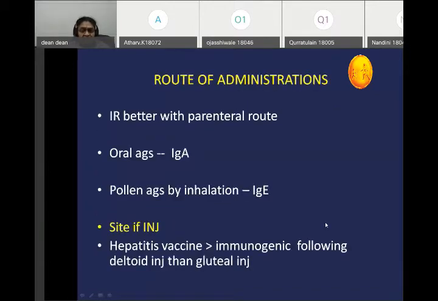Next factor that will affect is route of administration. Oral antigens usually produce IgA type of immunoglobulin. Antigens, when they are inhaled, will produce IgE type of immunoglobulin. So route of administration will also determine what type of response is seen. Site of injection is also important. Hepatitis vaccine is more immunogenic when it is given in the deltoid as compared to injection given in the gluteal region.